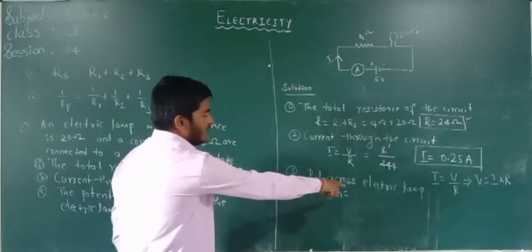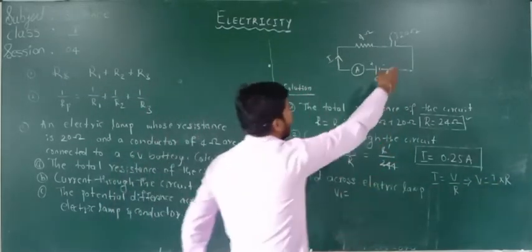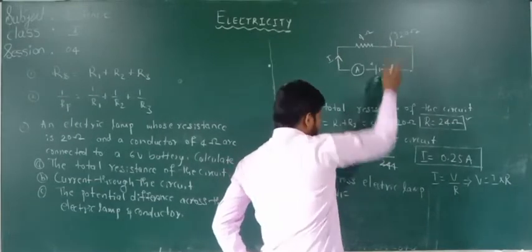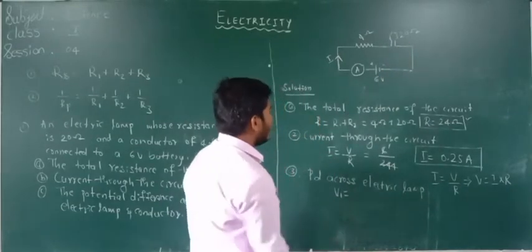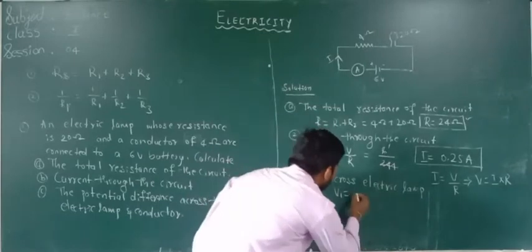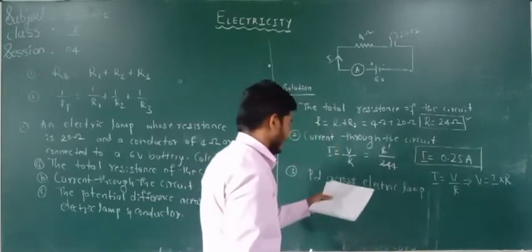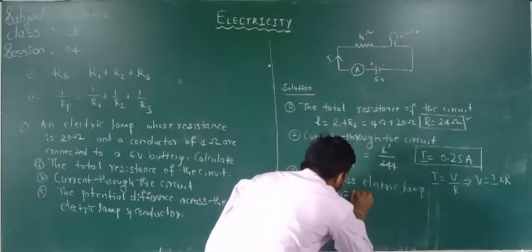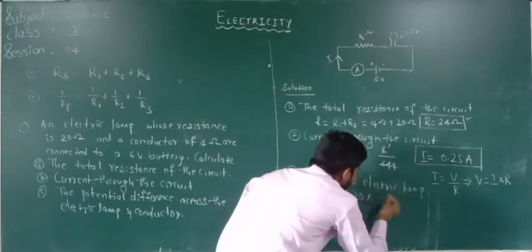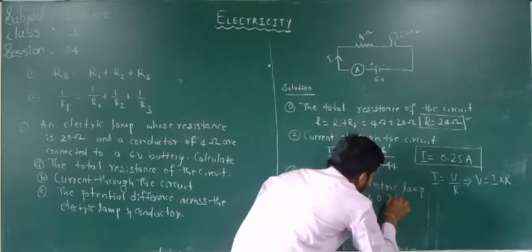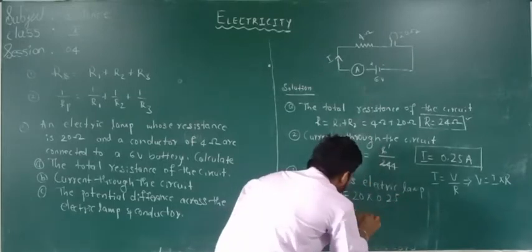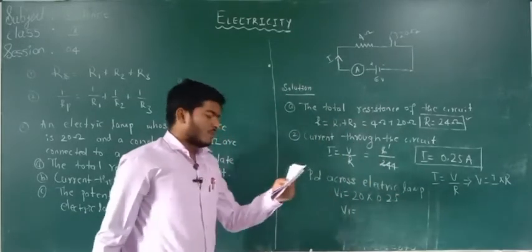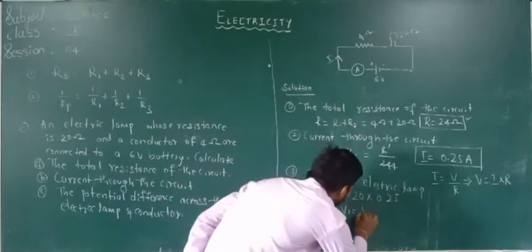Therefore, the potential difference across the electric lamp of 20 ohms is V1 is equal to, what is the R value? The resistance of the lamp is 20 ohms into current 0.25. That is V1 is equal to 20 into 0.25, we get 5 volts.